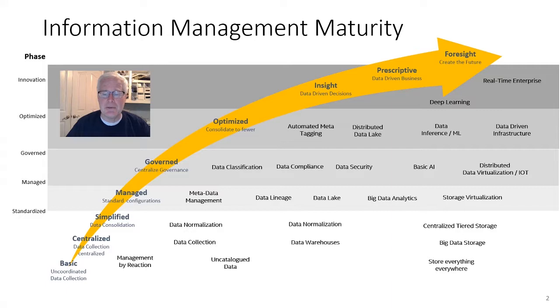So let's start right at the bottom. Here at the bottom, we've got a phase called standardized. Now, most organizations are in the standardized phase, and we've actually got four sub-phases underneath there. Basic, which means uncoordinated data collection. I'm starting to collect data throughout my organization. I'm still managing by primarily reactiveness. I'm using data to be reactive in what I'm doing.